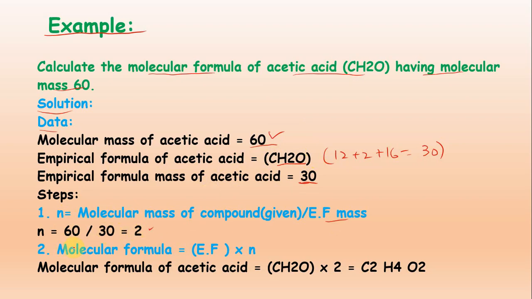Now you have to put this answer into the second step, that is molecular formula equals empirical formula multiplied by n. So the molecular formula can be calculated as follows: you will write the empirical formula and multiply it. So C will be 2, H will be 4, O will be 2. This is the molecular formula of the compound. So these are the two steps for how you have to calculate the molecular formula.